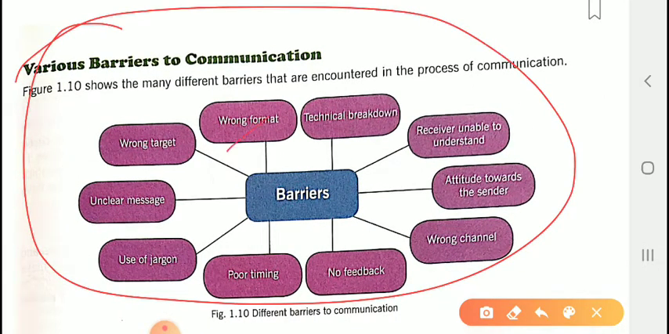First thing, wrong format. Second is technical background. Third is receiver unable to understand. Fourth is attitude towards the sender, wrong channel. Then no feedback. Then poor timing, use of jargon, unclear message, and wrong target. Like that, these are the various barriers to communication.